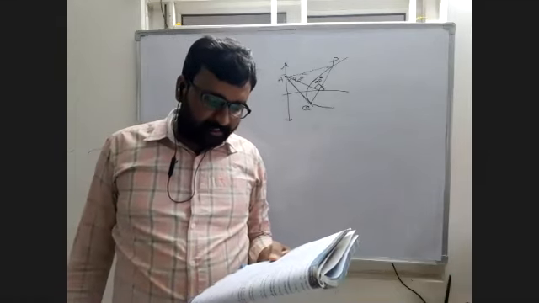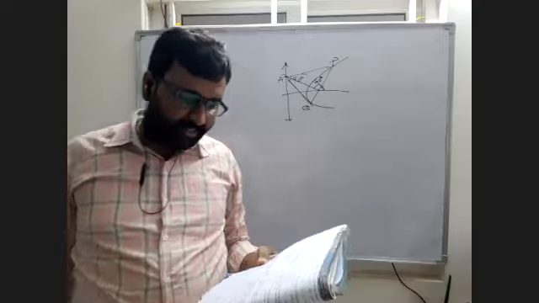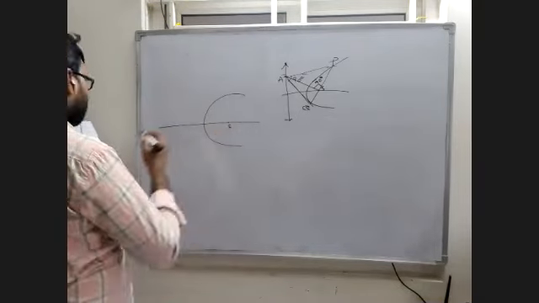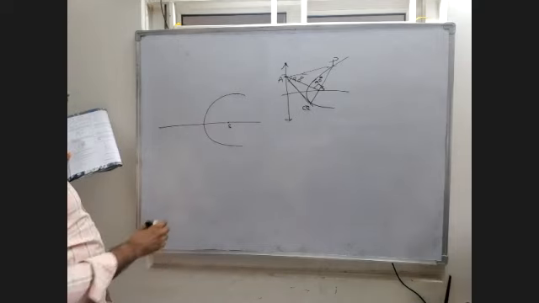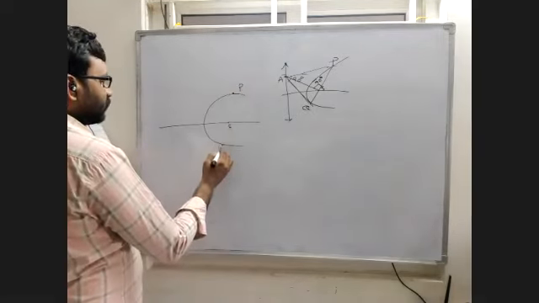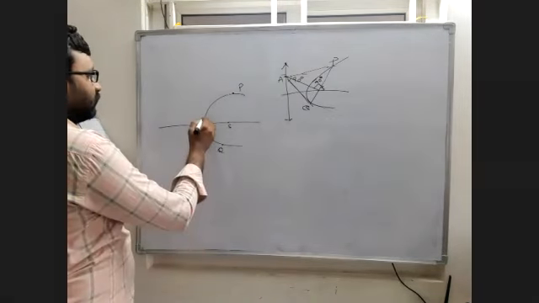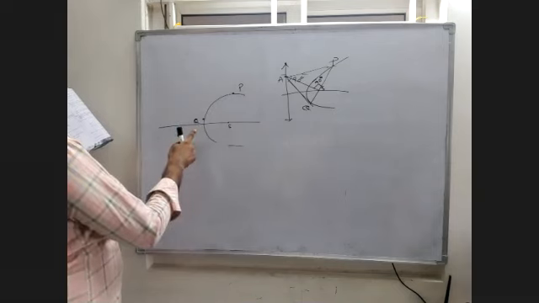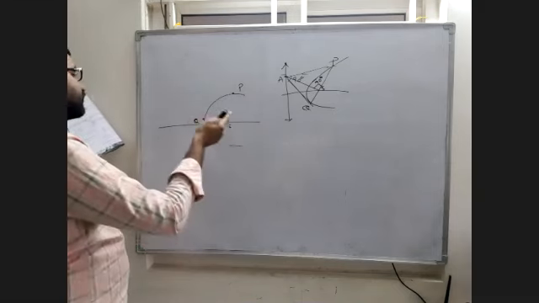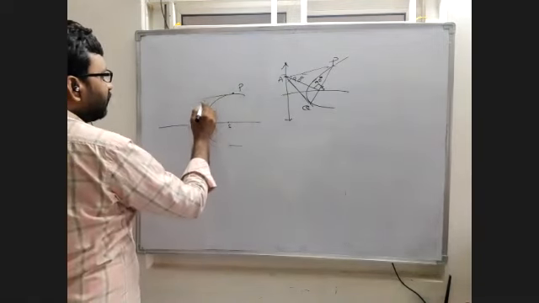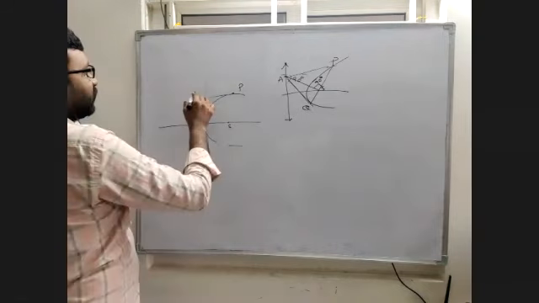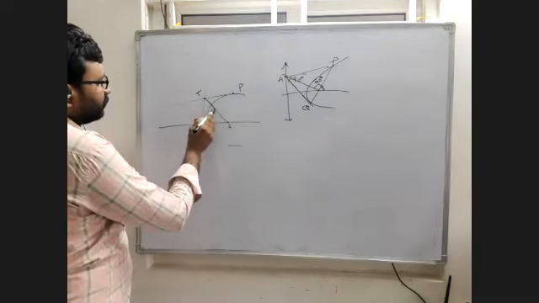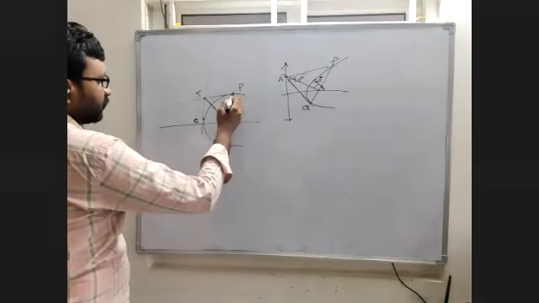Next, if the tangents at P and Q of a parabola meet in T, this is the focus S. Suppose this is P and this is Q. If the tangents at P and Q of the parabola meet in T, then ST square equals SP into SQ.